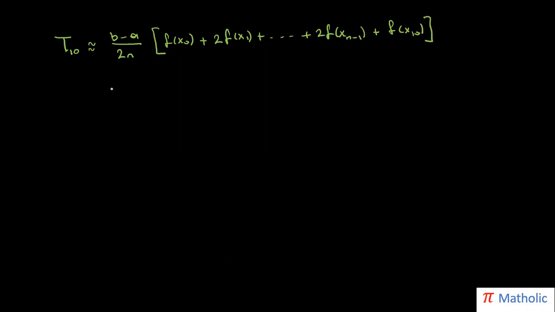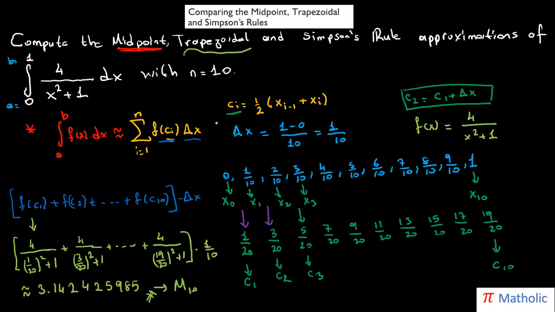So for our question, b is given. What is b? 1 minus 0 over 2 times 10, which is 20. x0 is given to me in the previous slide. We got x0, which is 0, right? This is x1, x2, x3, all of them written here.